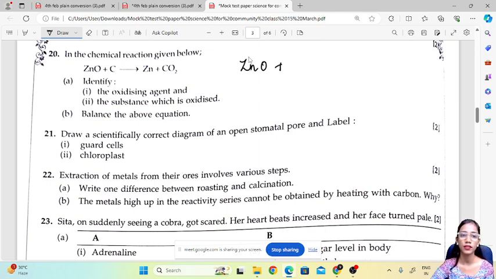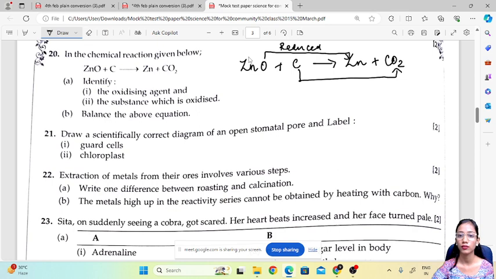ZnO plus carbon, zinc. Now what kind of reaction is this? This is a redox reaction. We will write what is getting reduced and what is getting oxidized over here. Zinc oxide is getting reduced and carbon is getting oxidized.